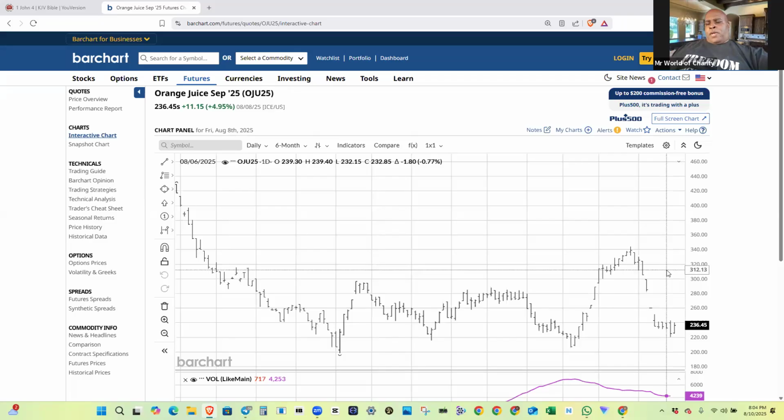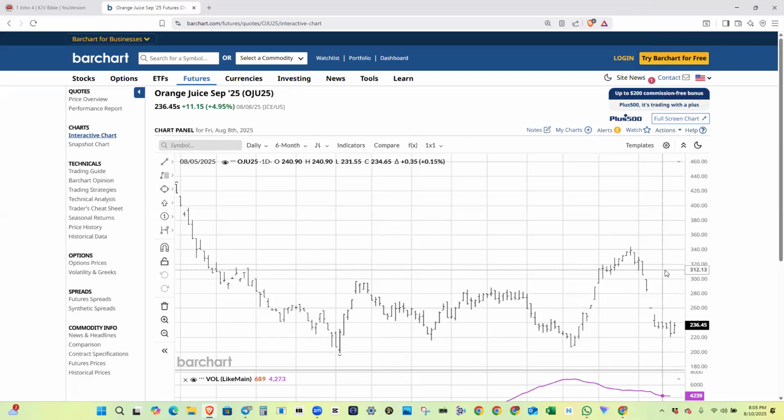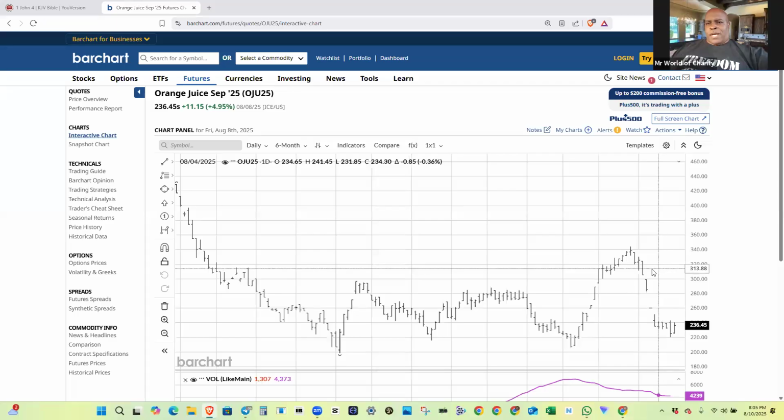So if you look at the chart, did the market trade back to the 50% retracement level? No. Doesn't look like it. So it didn't do it for a while, but did it eventually do it? Did prices come back to 312 at some point? Yeah.